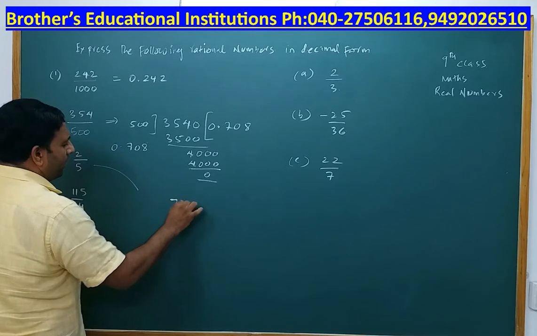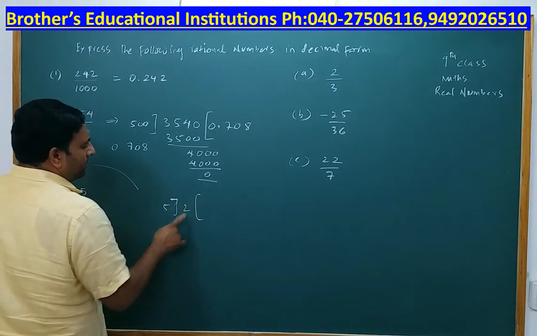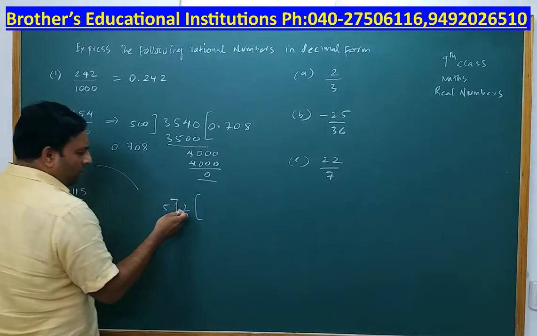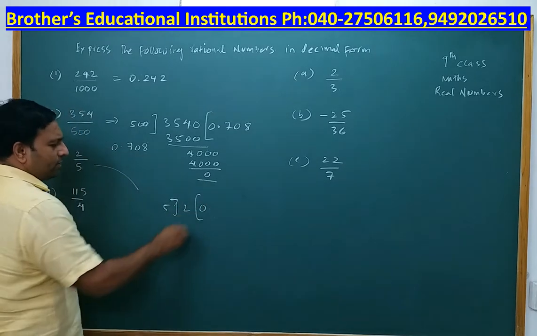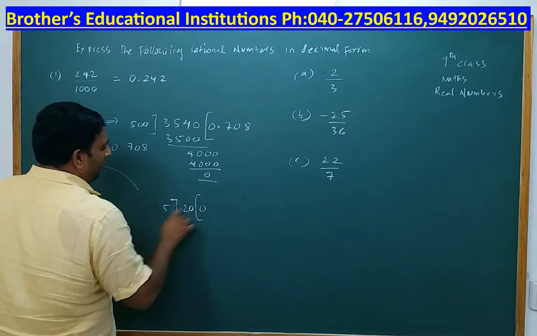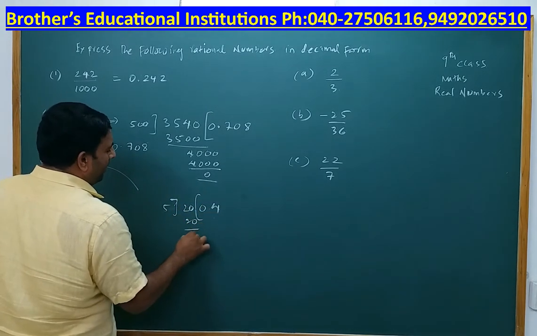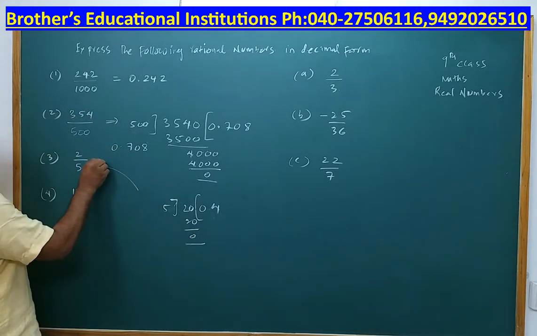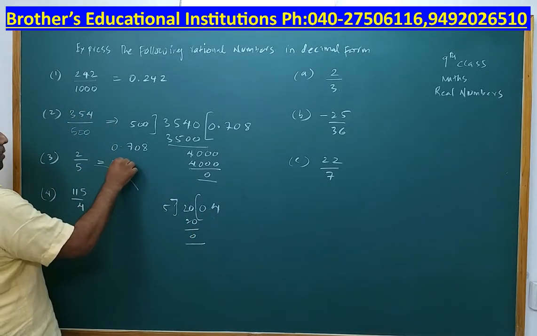Now how do you divide 2 by 5? I am going to divide with 5. Right? 2, you cannot divide, so you have to put 0 point. You will put a 0 here. Now 5 4s are 20, remainder is 0, the division terminates. So therefore 2 by 5 is 0.4.